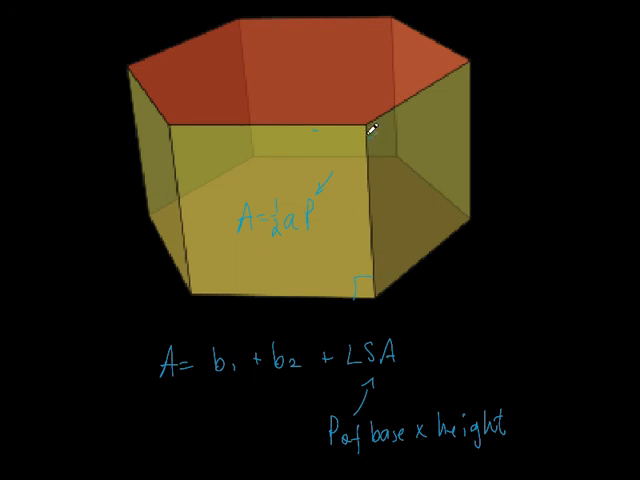Which one's the height, though? It's this one right here. I should make that a little darker, shouldn't I? All right, so it's that one right there. That would be the height. That would go right there. And then you've got the total surface area of the whole entire thing.